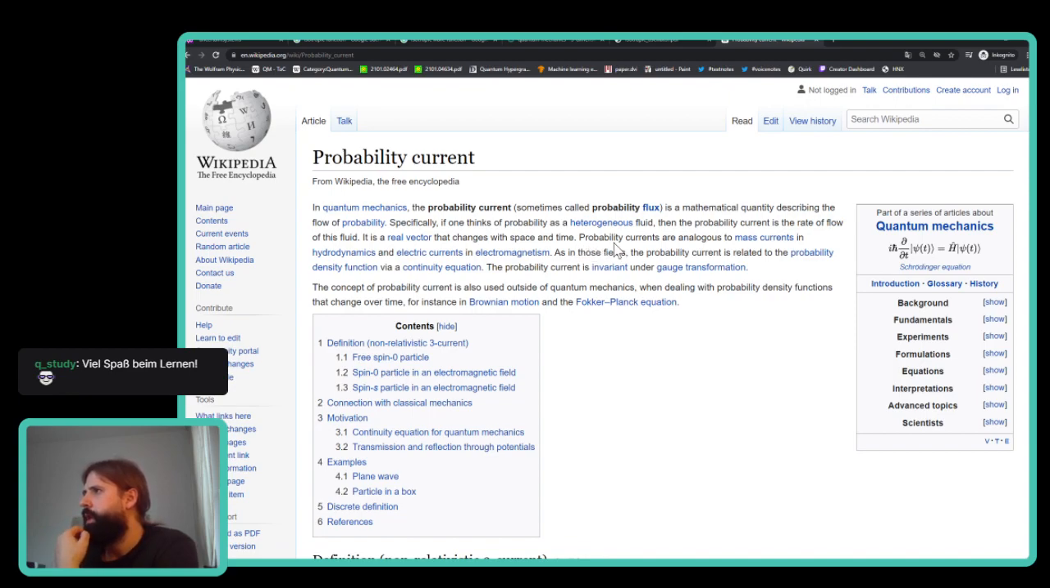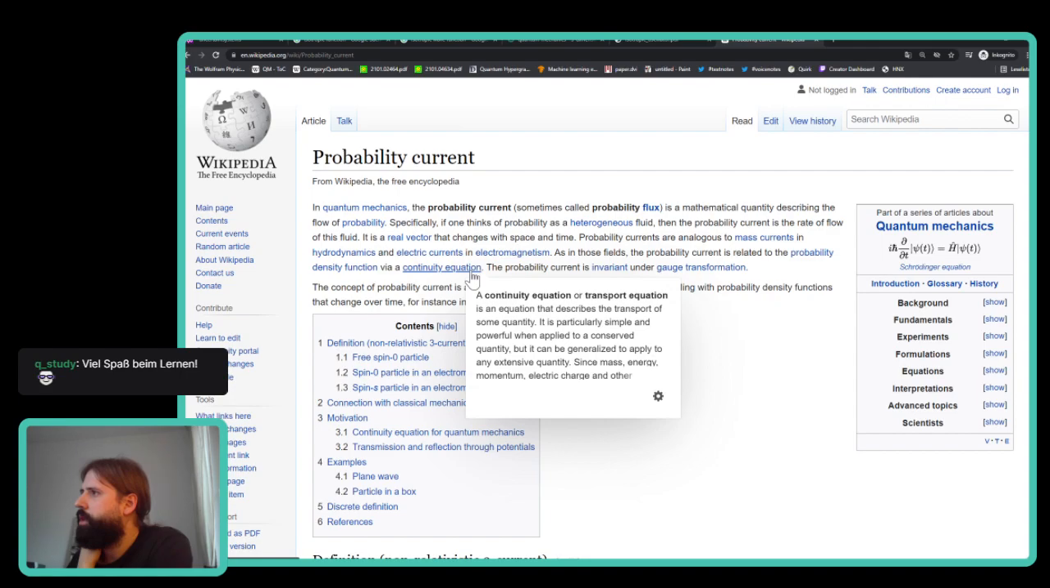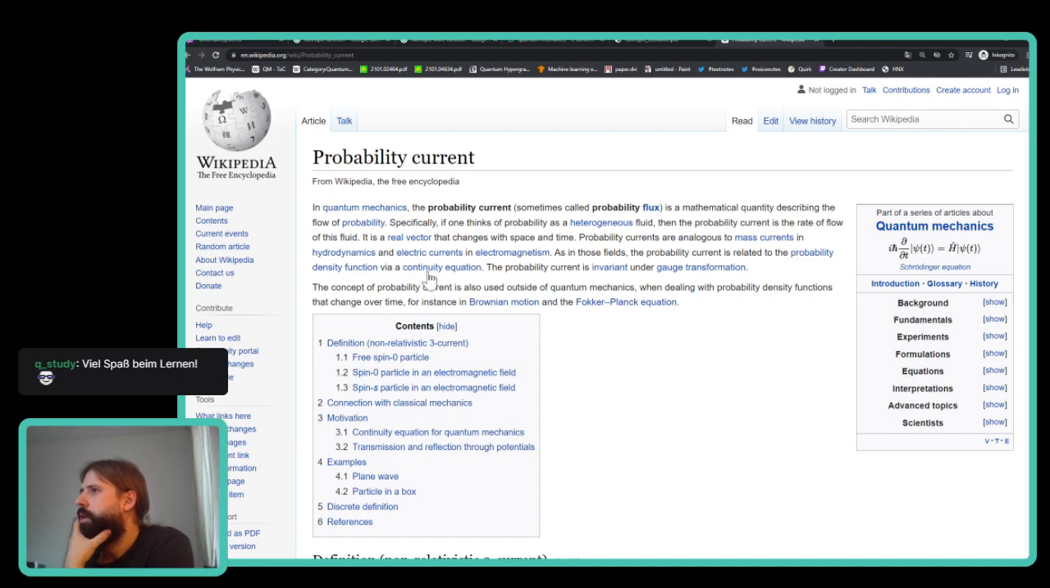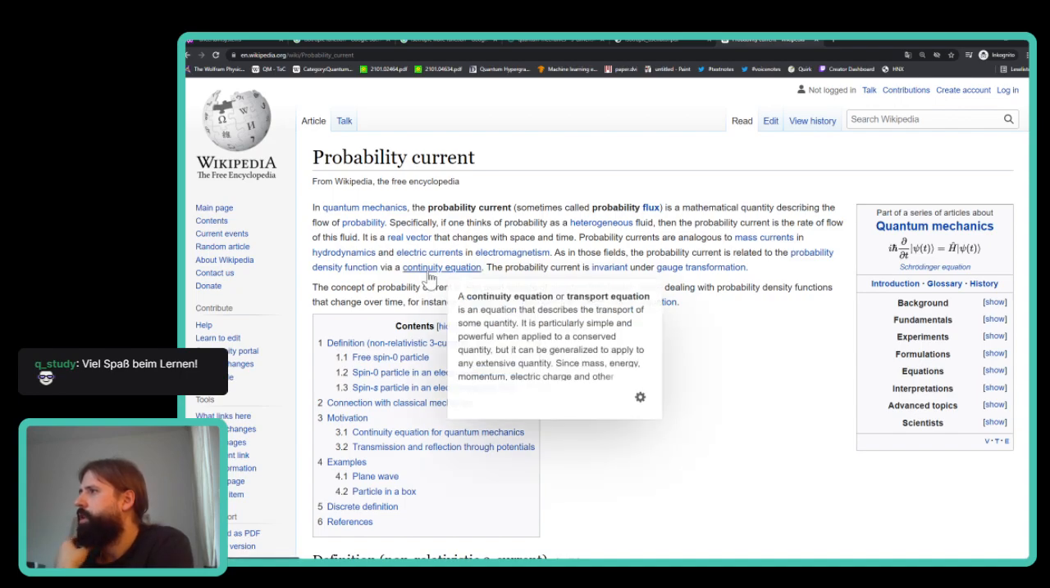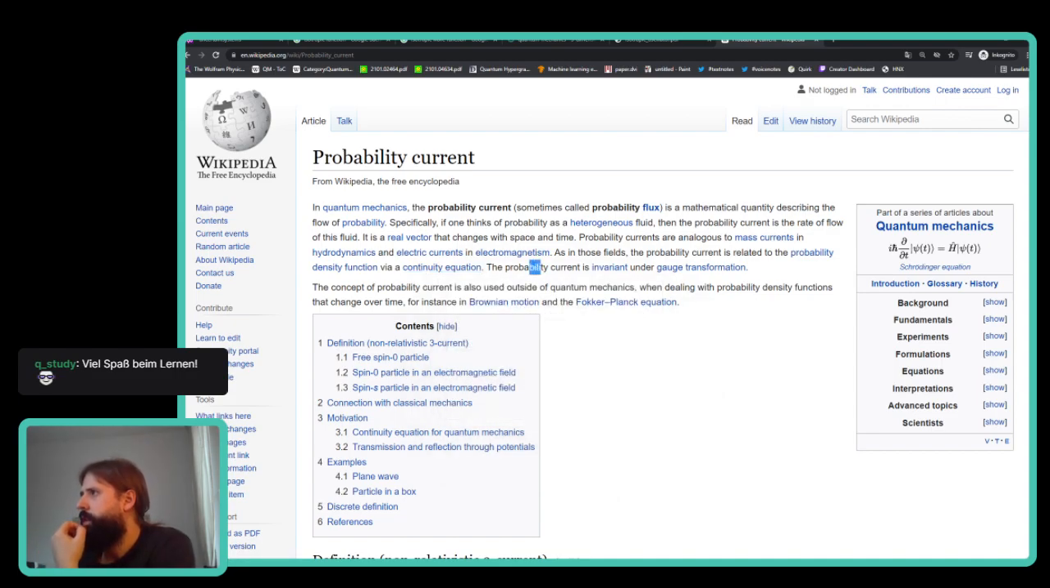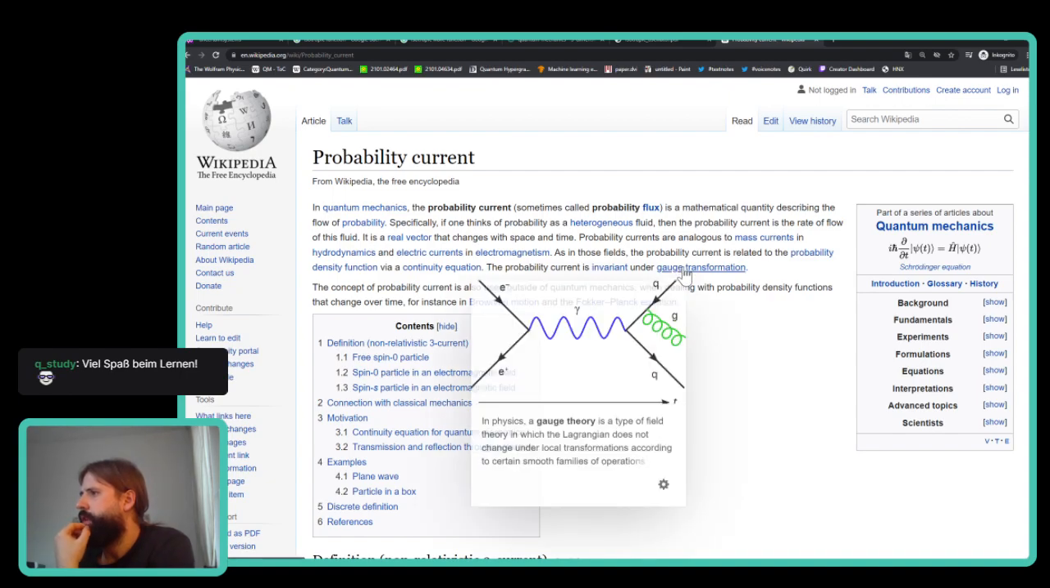The probability currents are analogous to mass currents in hydrodynamics and electric currents in electromagnetism, as in those fields the probability current is related to the probability density function via a continuity equation, a transport equation. The probability current equation describes the transport of some quantity. It is particularly simple and powerful when applied to a conserved quantity. The probability current is invariant under gauge transformation.